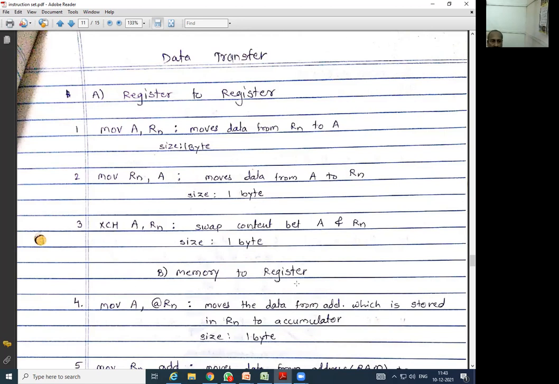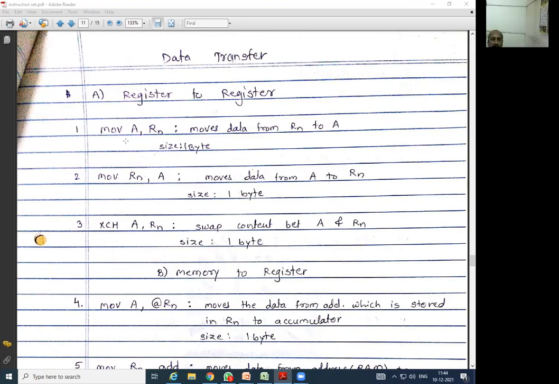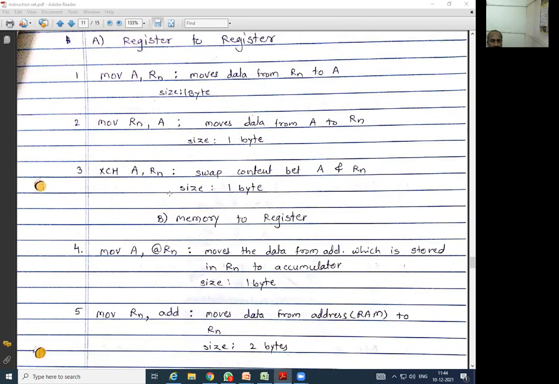Data transfer register to register. So in that, which instructions are coming? The first instruction is MOV A, Rn. What does it mean? It moves data from Rn to A. We have seen such instructions in many sessions, from unit 2 itself. Opposite to that, MOV Rn, A.